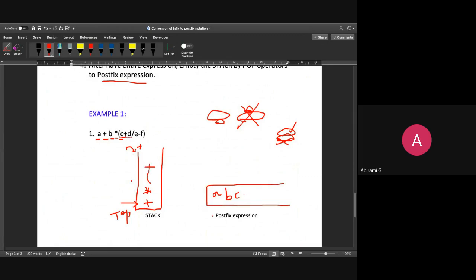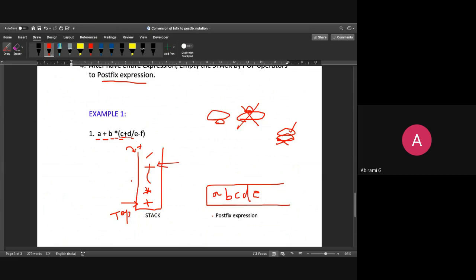Then D. D is an operand. Place it into the postfix expression. The next character is slash, division. Slash is an operator, so before placing slash, we need to check the top of the stack. The top of the stack is plus here. Can we place slash over plus? Yes, we can place it, because slash has a higher precedence than plus. Then next is E. Place E in the postfix expression.